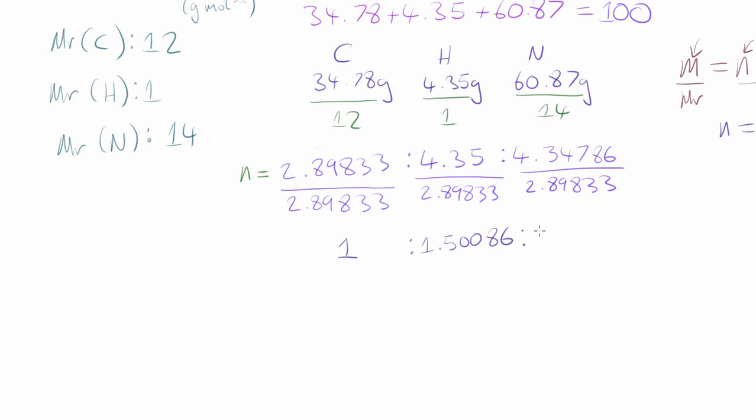Okay, so for nitrogen, when we do this calculation, what do we get? Well, it's going to be 1.50013, right? At this stage, looking at this, it's quite clear that the 1.5, I mean, it's not a whole number, right? It's not a whole number, and it's not particularly close to a whole number.